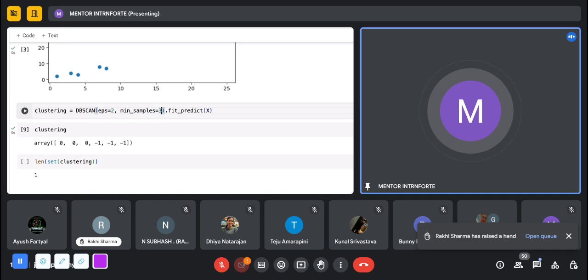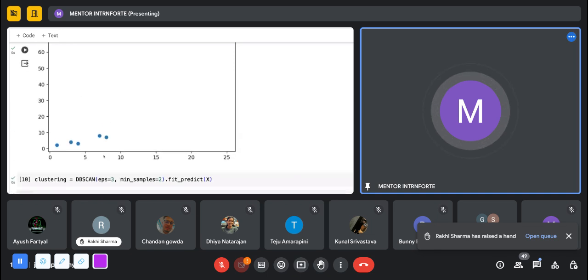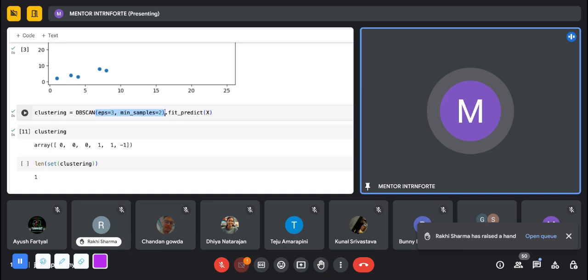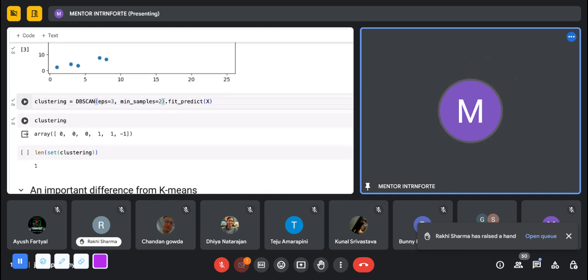Okay, so let's do epsilon 3 and min sample as 2. Yes. See, as we have changed, I have told you input parameters, as you change them, you can see different versions of it. So now see, I have made epsilon as 3. So within a radius of 3, do I have the minimum samples, min points? Min sample is the min points.